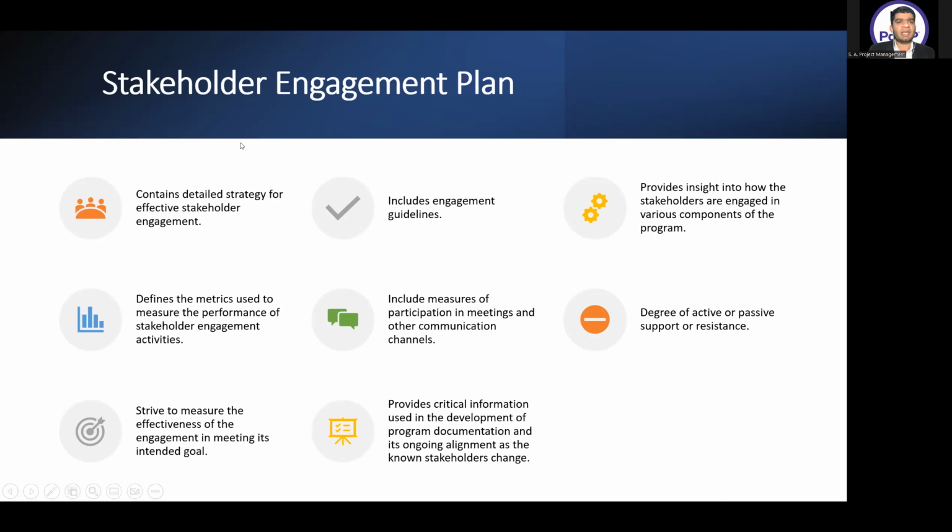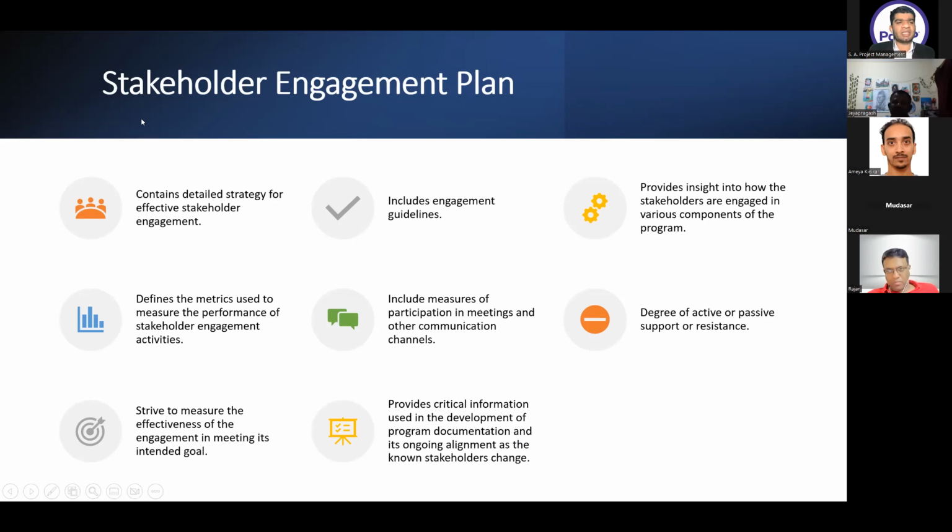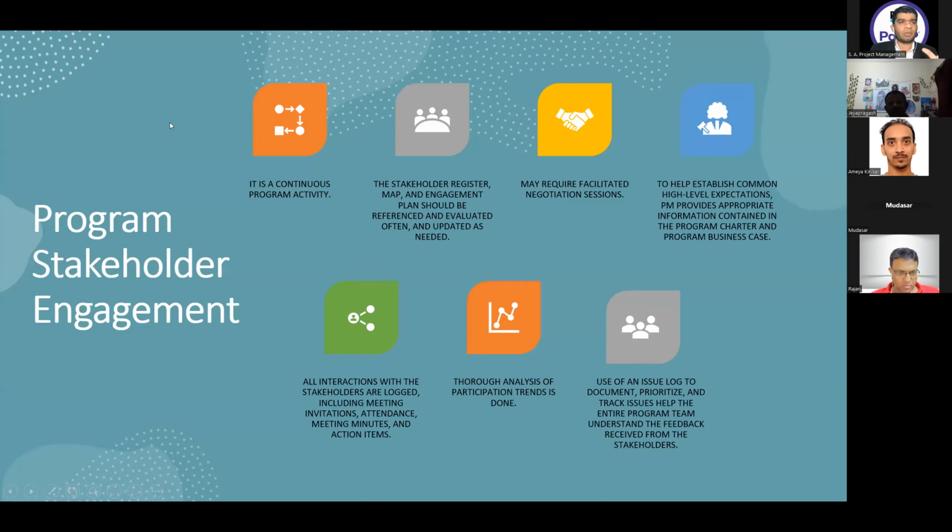So, in principle, this guides you how you have to engage the stakeholders, how you have to interact, coordinate and communicate with them, and how they will be informed. Everything is written in the stakeholder engagement plan. And that's why we are doing this. Then we do program stakeholder engagement throughout the program lifecycle. It is a continuous program activity because, as we saw in the flowchart, it starts from the formulation phase and continues towards the program closure phase. In every phase, stakeholder engagement is coming.